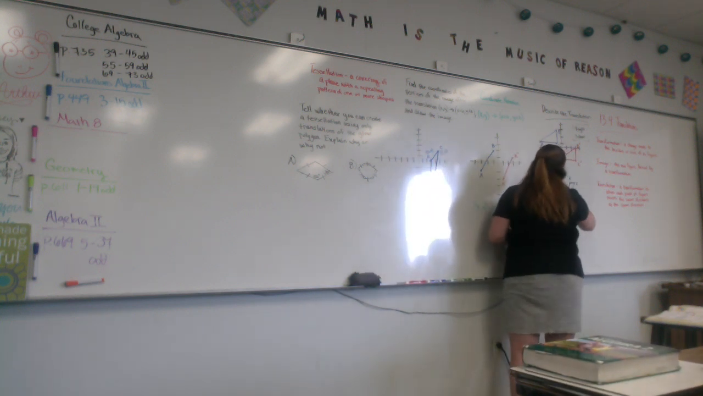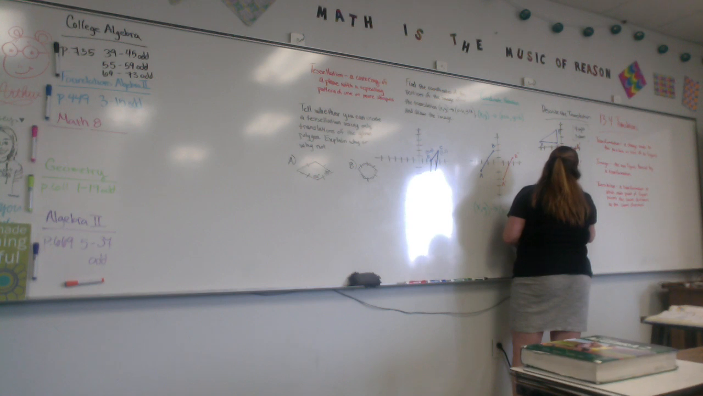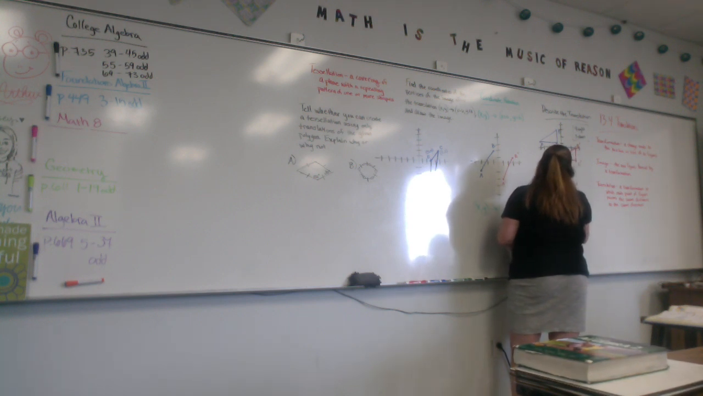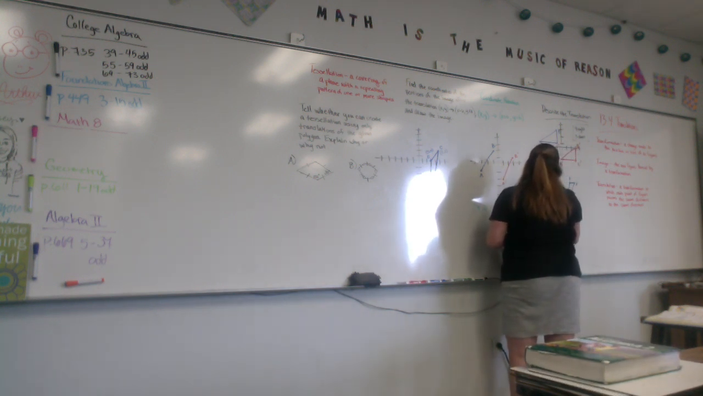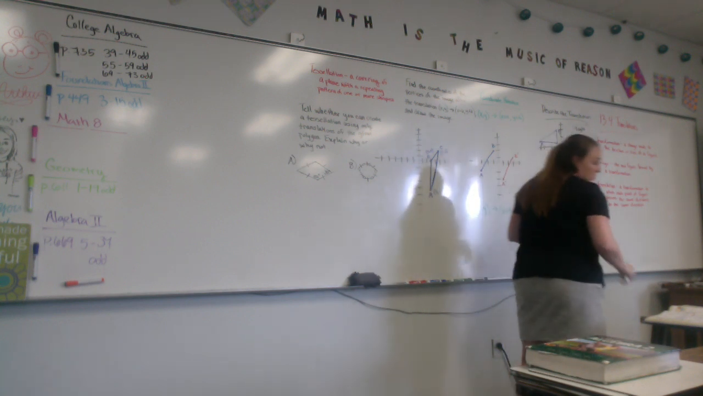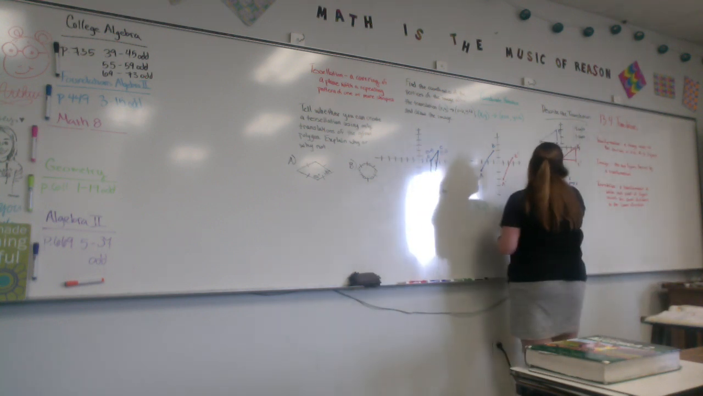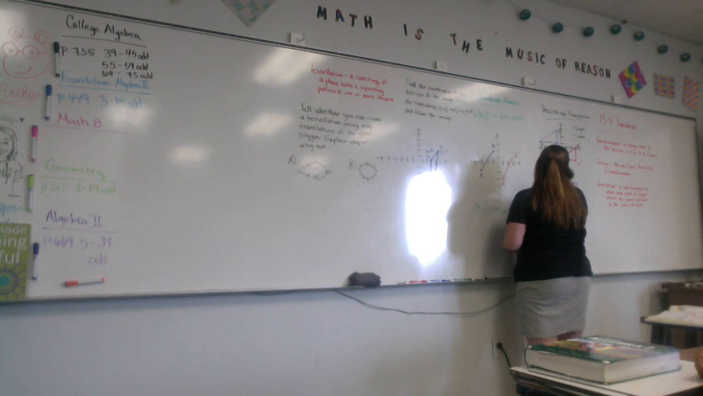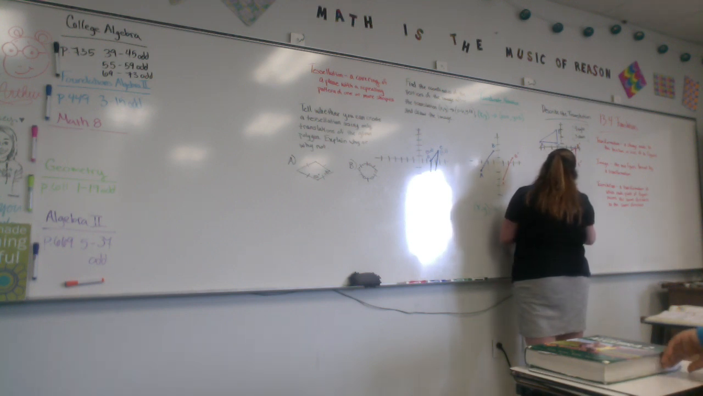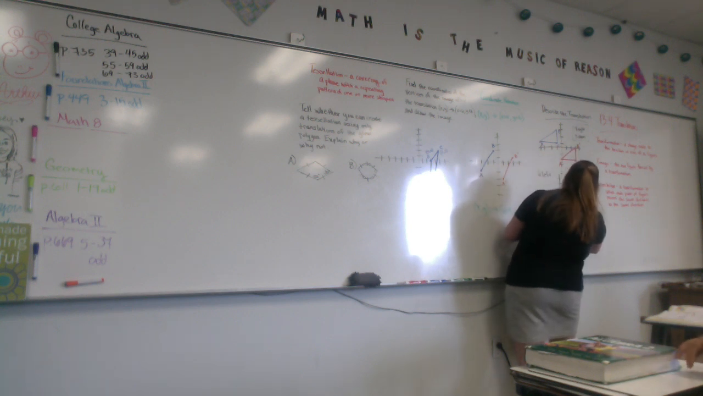Now, look at D. How far did D move over? 1, 2, 3, 4, 5, 6. So it moved to the left 6 units. 6 left. And how many did D move down? 1, 2, 3, 4. 4.